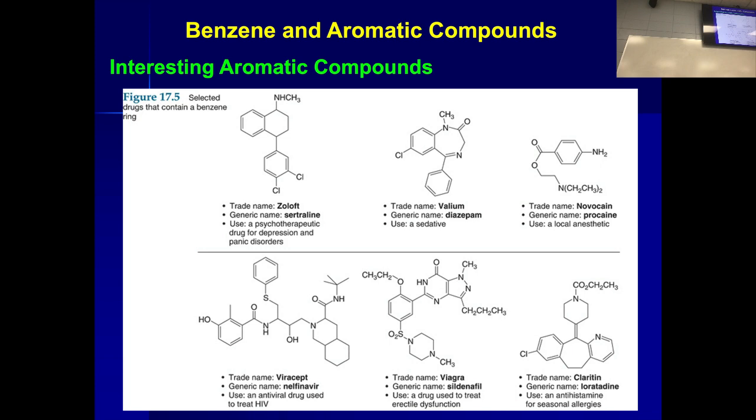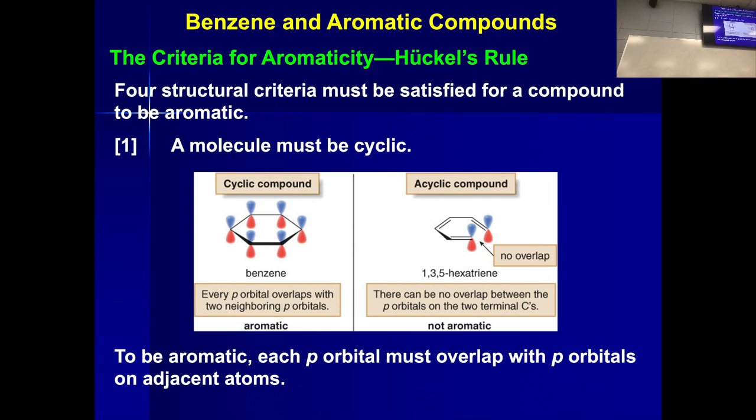Whether we're talking about Zoloft or Claritin, when we start to put other things on benzene, it starts to behave differently, as we know. All right. So there are some rules to determine whether or not a molecule is aromatic. These are called the criteria for aromaticity, okay? And we're going to end off with what's called Huckel's rule. But rule number one, the molecule must be cyclic.